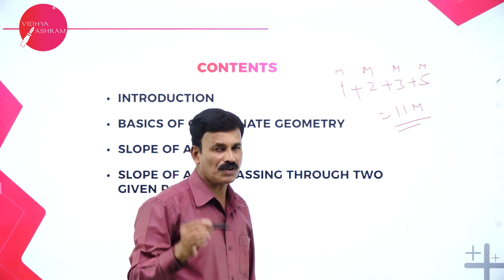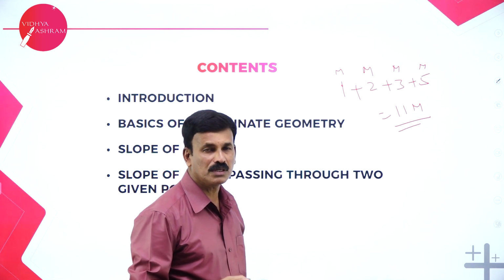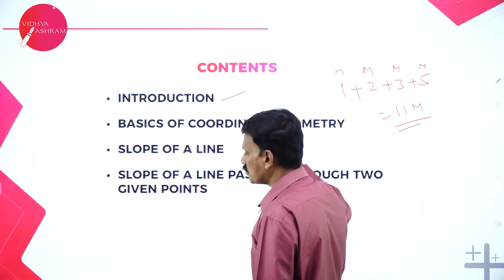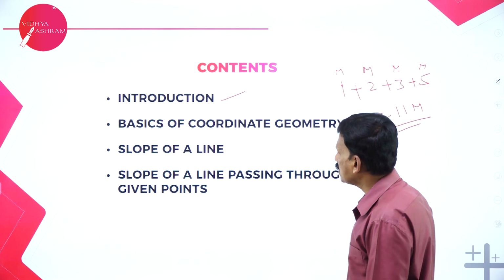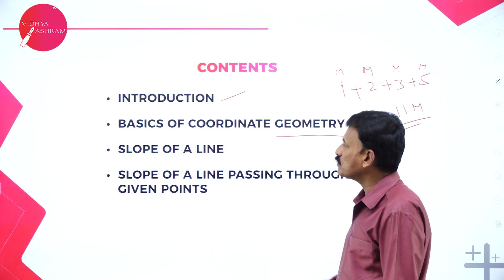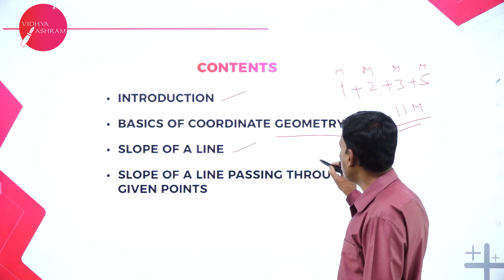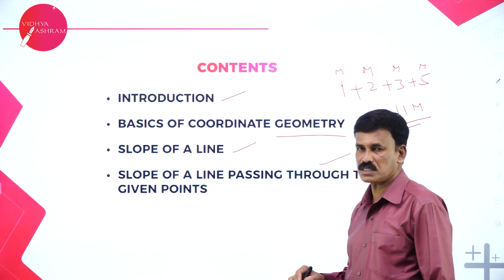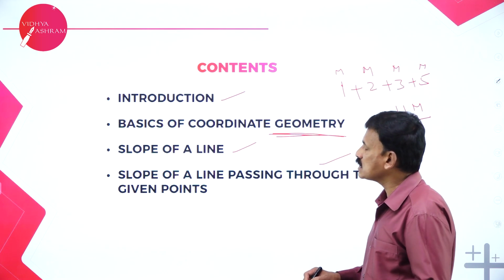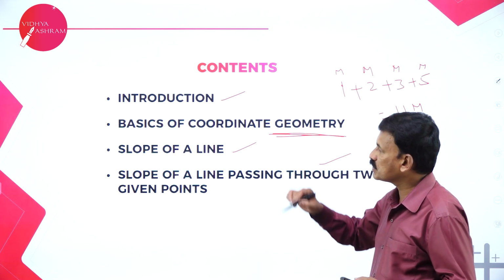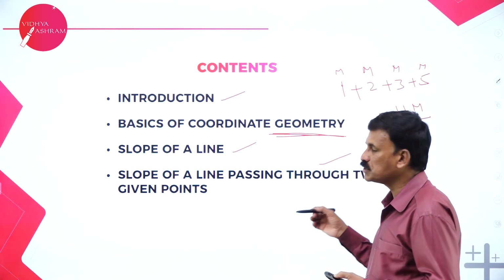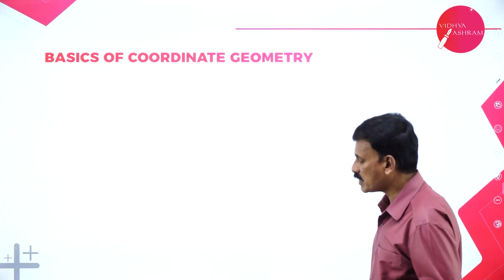So you will expect one 5 marks question from this, as well as 3 marks, 2 marks and 1 mark questions. Today in this session I am going to discuss the introduction to straight lines, that is analytical geometry, as well as the basic concepts of coordinate geometry, slope of a line and slope of a line passing through 2 given points. Then I will go to the straight line, slope of a line and the equation of a line passing through 2 given points. Now first, what are the basic things?